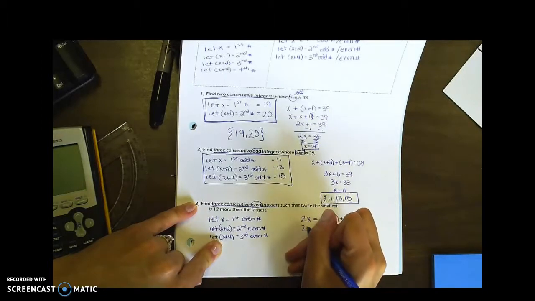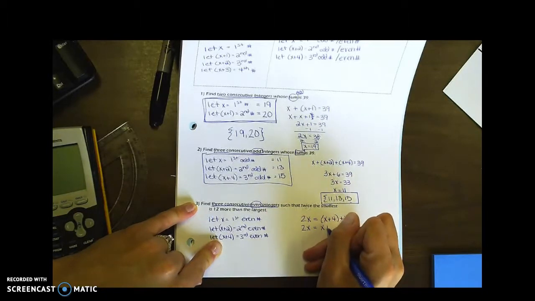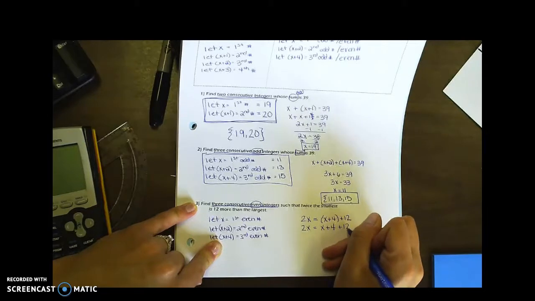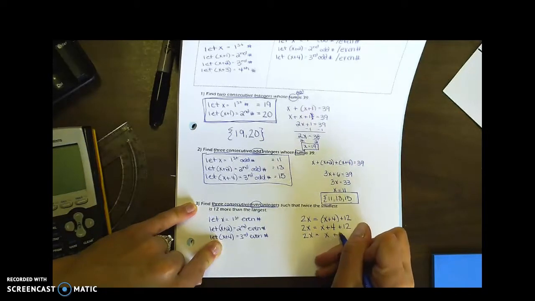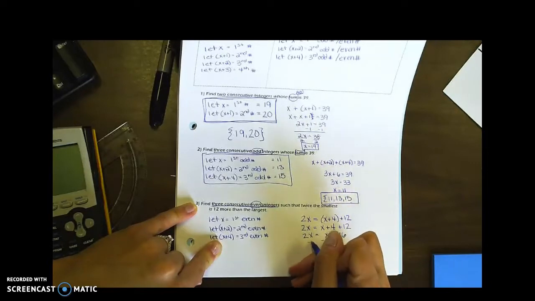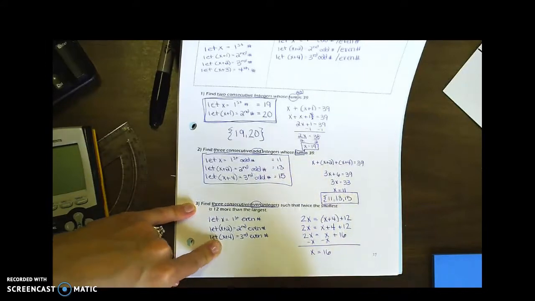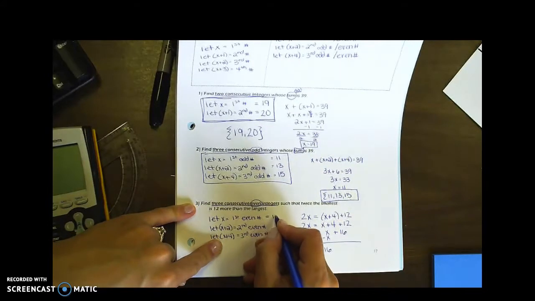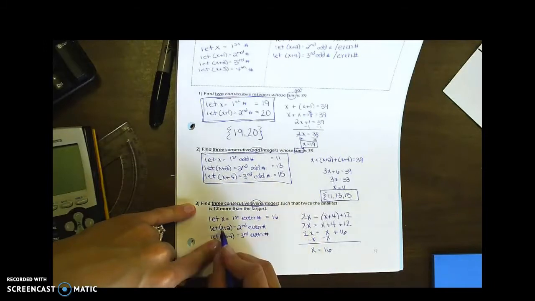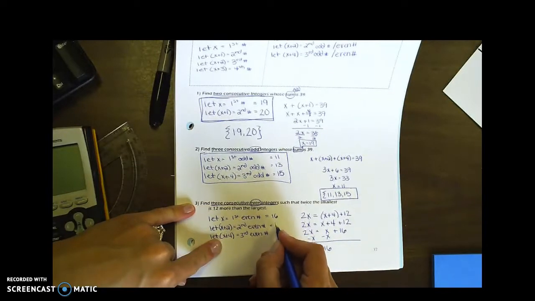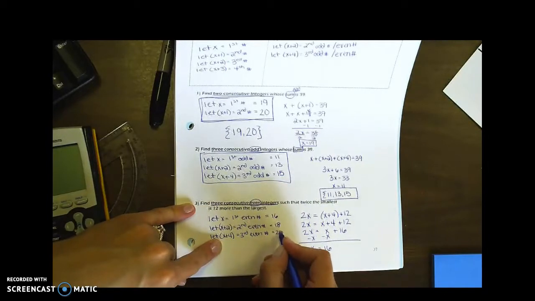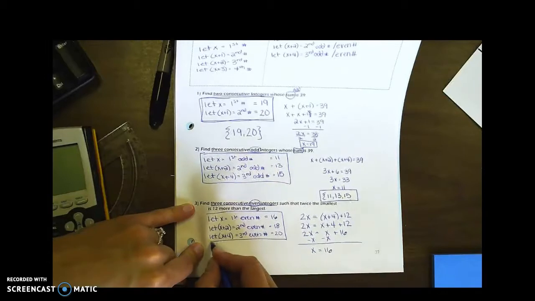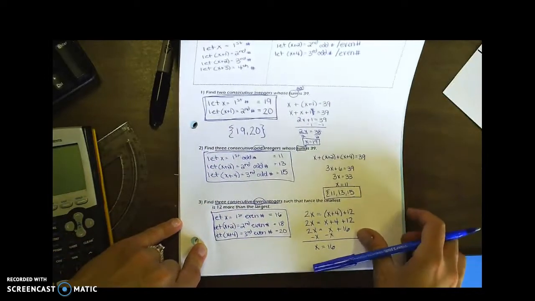Okay, and now we can go ahead and solve. The first thing I'm going to do is get rid of the parentheses. Then we can combine like terms, subtract the x over, and we get x equal to 16. So now I'm going to go back up to my let statement. x is 16. 16 plus 2 is 18. And then 16 plus 4 is 20. And we have our 3 consecutive even integers.